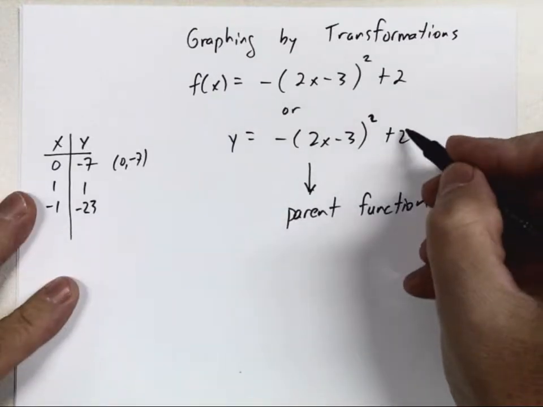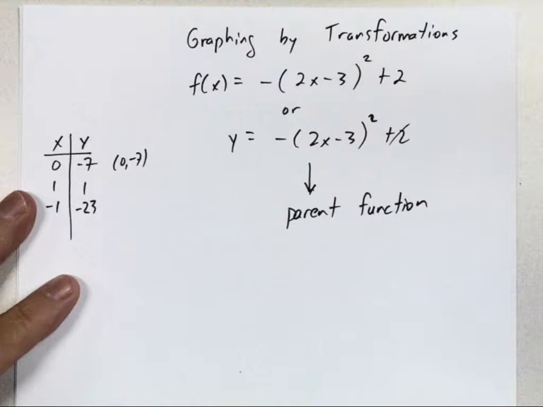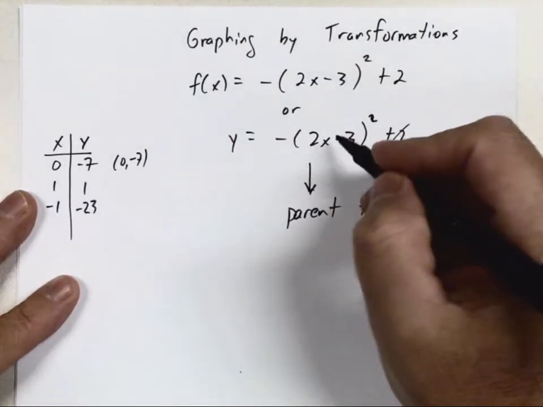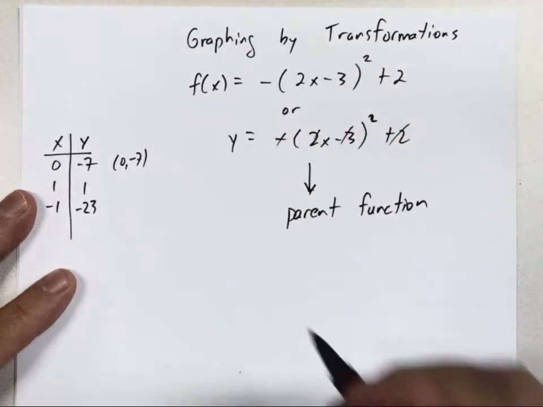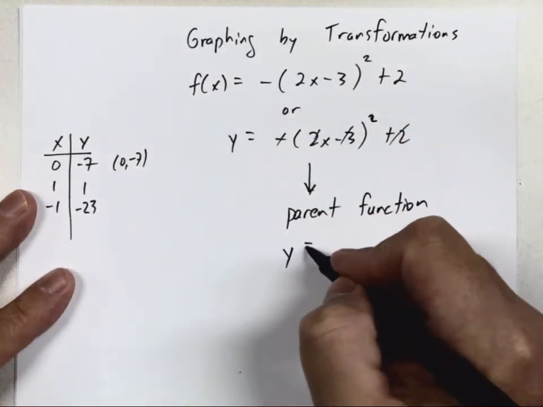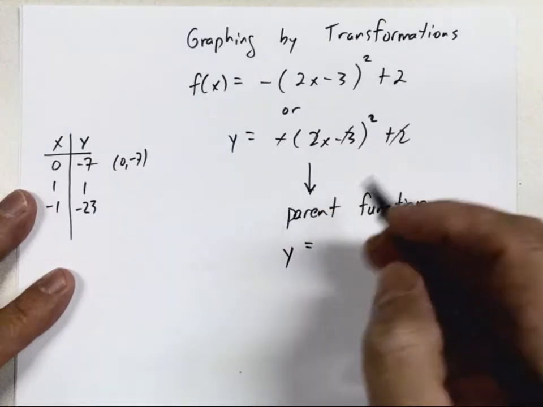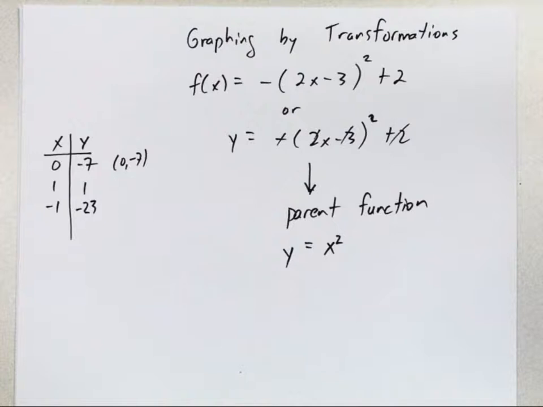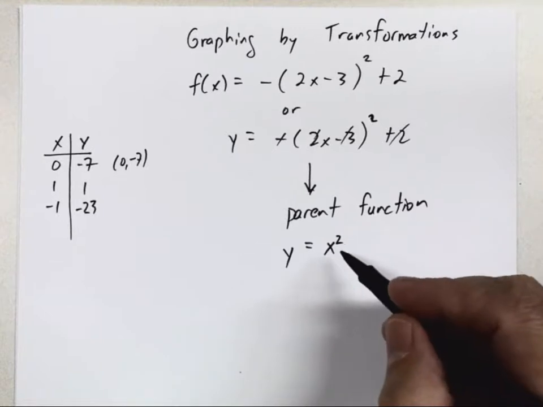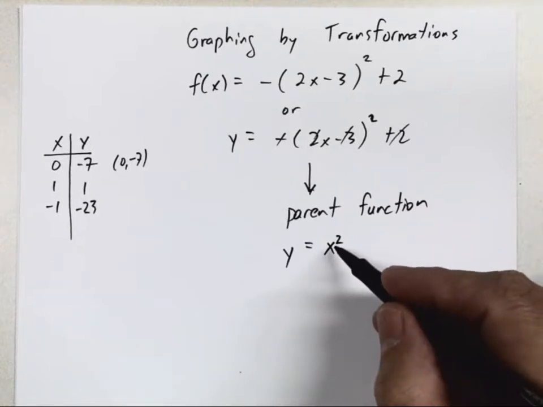The parent function is usually just the variable part. So in other words, the plus 2 here for now, I'm going to sort of toss aside. If I look inside here, I'm going to get rid of the minus 3. I don't want the 2 there. I don't want to mess with this negative. When you strip away everything but basically the variable, you end up with the parent function. And what they're going to do is graph this parent function.